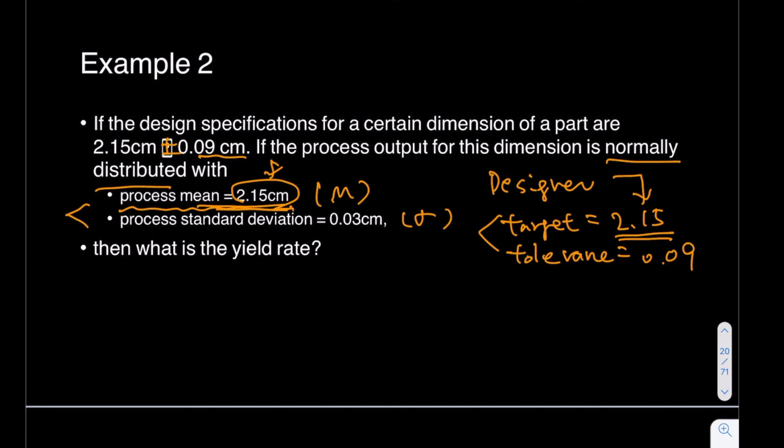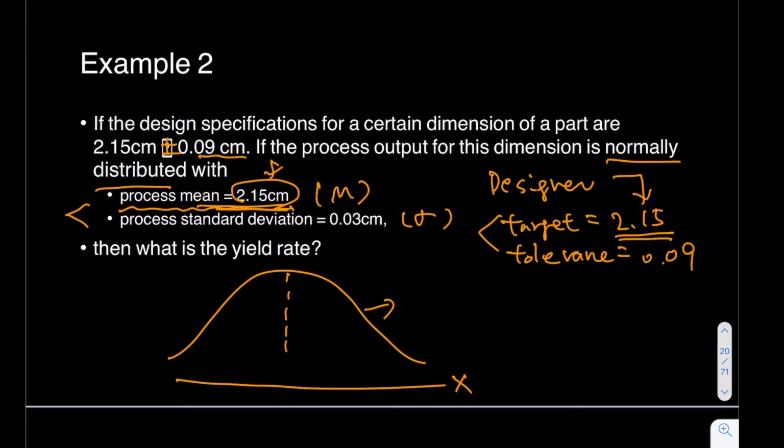But anyway, in that case, the target value can be matched with this process mean, right? So in this special case, we can draw a distribution like this. That is the actual distribution. So when we use a process, what does it say? The mean value is 2.15. And what is the standard deviation? 0.03. That's from the process.